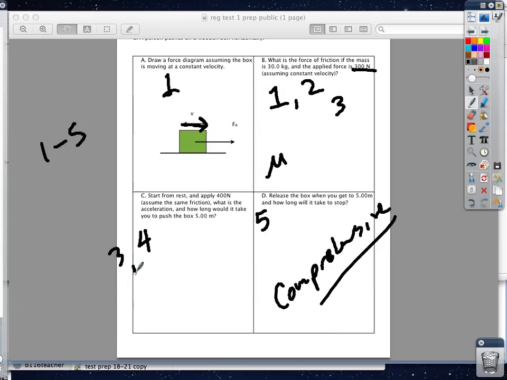And then this will always be like, have you been awake in my class? This one is, have you been doing your homework? This one is, did you study well? And this one is, do you understand physics? Okay, so that's how it goes.